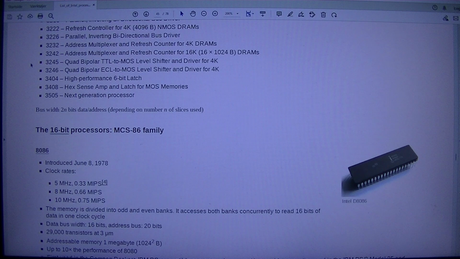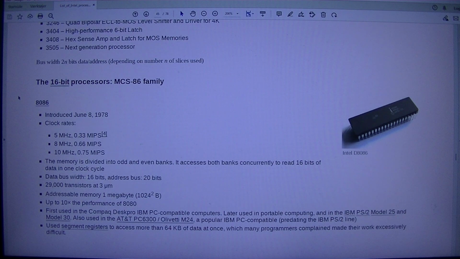3245 quad bipolar TTL TMOS level shifter and driver for 4K. 3246 quad bipolar ECL TMOS level shifter and driver for 4K. 3404 high performance 6-bit latch. 3408 hex sense amp and latch for MOS memories. 3505 next generation processor. Bus width 2n bits data forward/address, depending on number n of slices used.